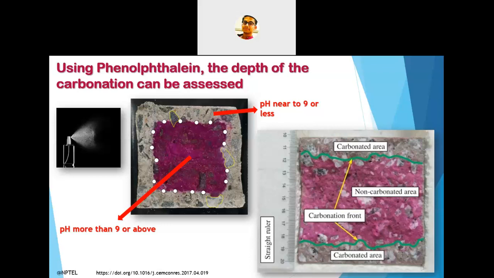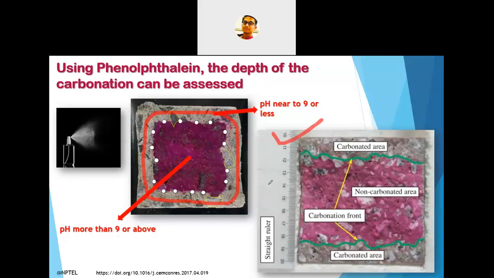So here you can see, as I told, that carbonated concrete is somewhat acidic. Across the periphery of the concrete surface, there is no change of color. So this means that the pH of this particular part is 9 or less than 9, so this region is suffering from carbonation. When the core of the concrete has the purple color, it means that the pH is 9 or above.